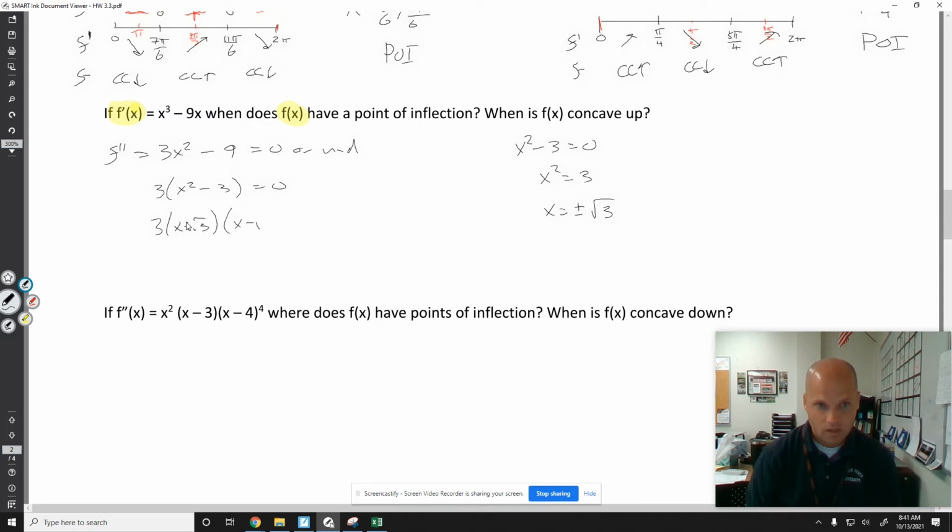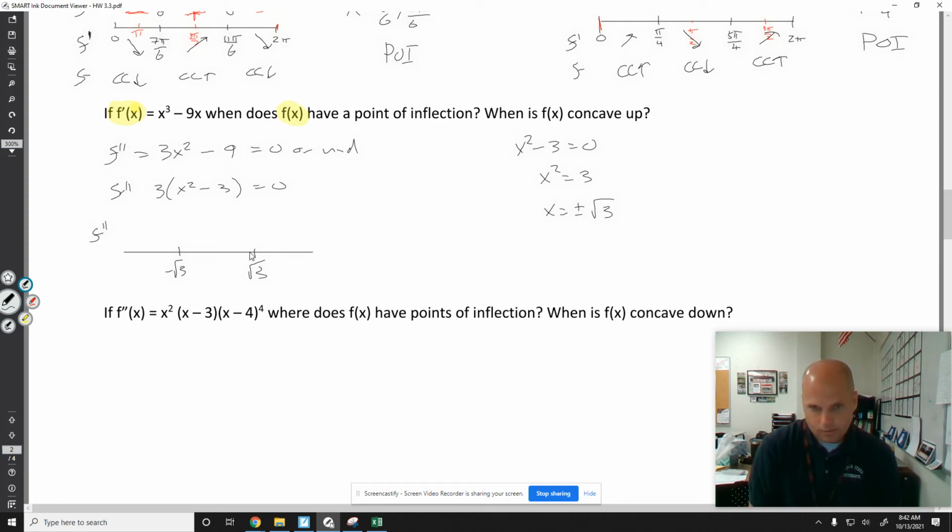If you wanted to, I actually think it's probably easier to not have it like that and just to use this as my simplified f double prime. Zero is not a solution. Just because I have this 3 factored out doesn't mean zero is a solution. But I do have this plus or minus root 3.